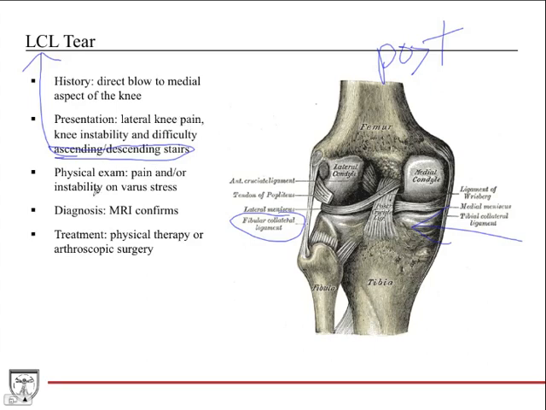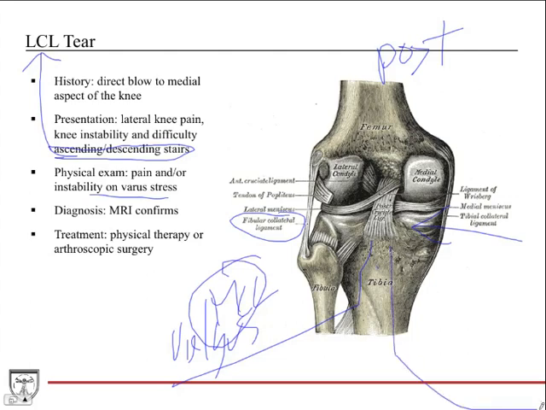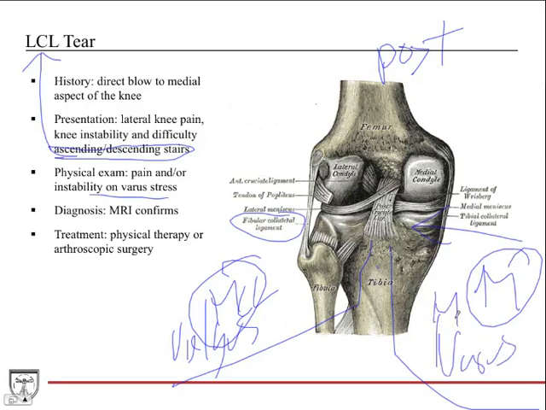Physical exam: pain or instability on varus stress. So remember, valgus is going to be out this way, like this. That's your MCL. Varus is out this way, or in towards the inner surface here. So this is medial. So that's varus, which is your LCL.